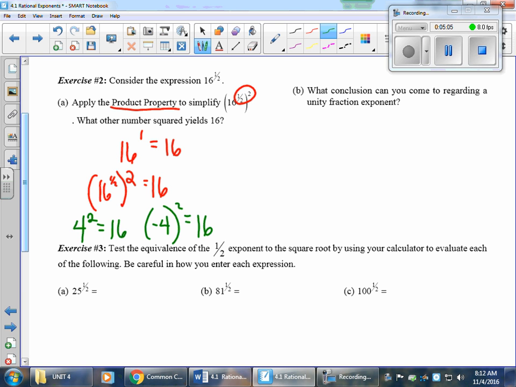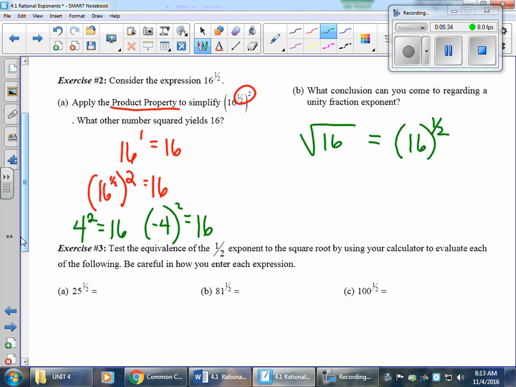So what conclusion can you come to regarding a unit fraction exponent? Because they're saying the number squared is equal to 16, and that can be 4 or negative 4. So that 1/2 is the same thing as the square root of 16. So that's the same thing as 16 raised to the 1/2. Some of you may remember this.